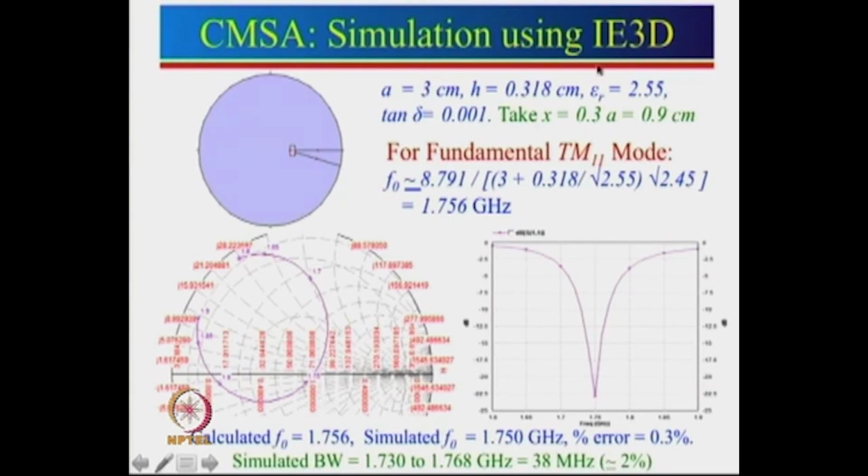However, we have done the simulation using I3D. For this particular feed point and these parameters, what we found, as you can see, is a 50 ohm point here, very close to 50 ohm. This impedance is roughly about 54 ohm or so, and this is the resonance frequency curve. We can see that the resonance frequency obtained is 1.75. So that is the simulated frequency. What we calculated using this approximate formula is 1.756. So we get a percentage error of 0.3%.